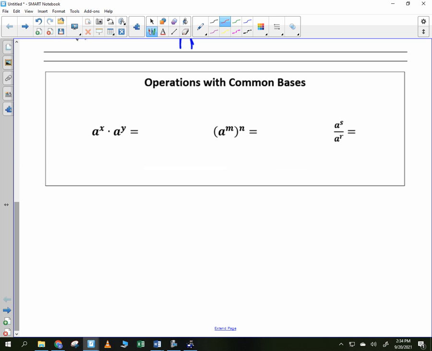All right, so operations with common bases. If you have, say, x to the 4th times x to the 7th, that's x to the 11th. If they have the same bases, we add the exponents. So a to the x times a to the y is a to the x plus y.